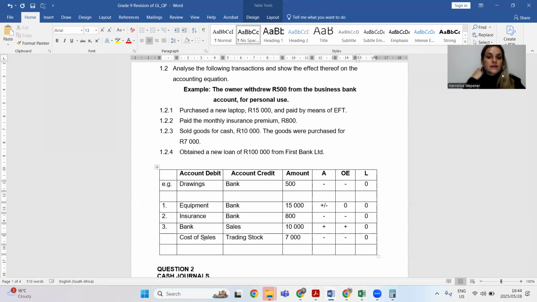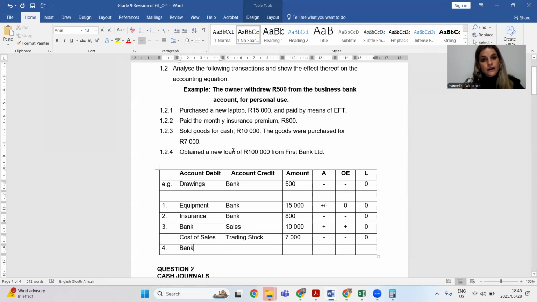Okay, next up, obtained a new loan from First Bank Limited. So you obtained a loan. What happens when you get a new loan? The bank gives you money. So you now have more money. Therefore, you have more bank. So whenever you have more money, you debit bank because it's an asset that you now have more of. Why do you have more money? Because you got a new loan.